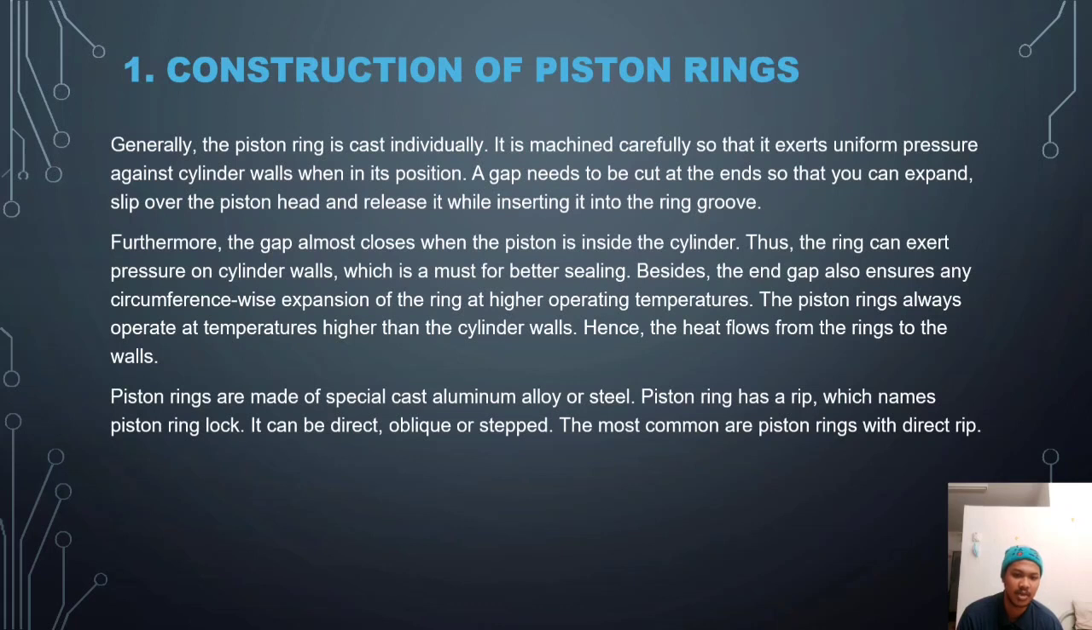Piston rings are made of special cast aluminium alloy or steel. A piston ring has a rib which is named the piston ring lock. It can be direct, oblique or step. The most common are piston rings with a direct rib.